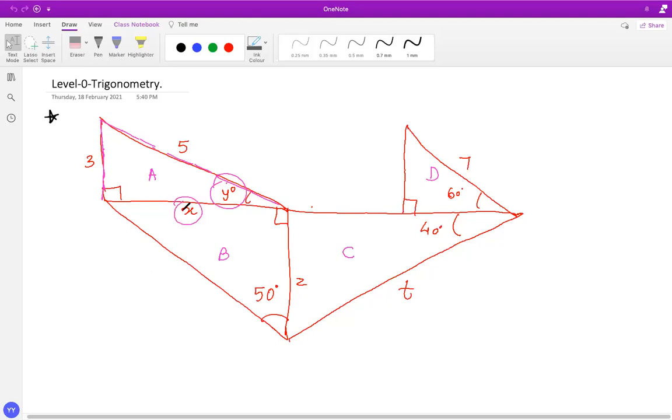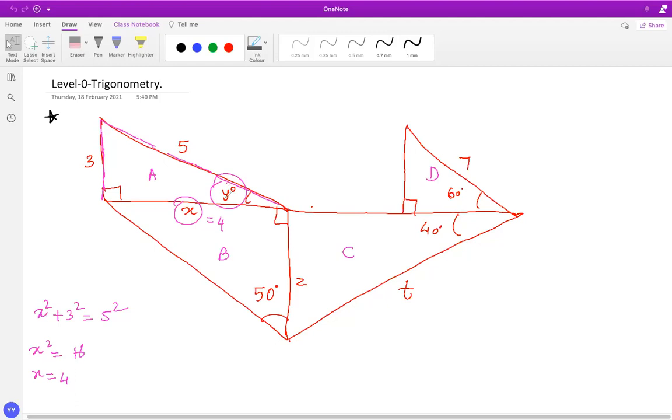To get the value of x, we use the simple Pythagoras theorem. So x squared plus 3 squared equals 5 squared. So x squared is 16, so x is 4. So I get 4 straight away.